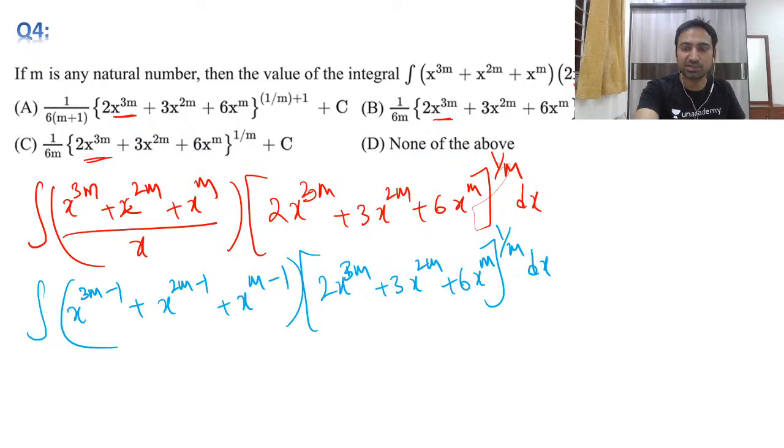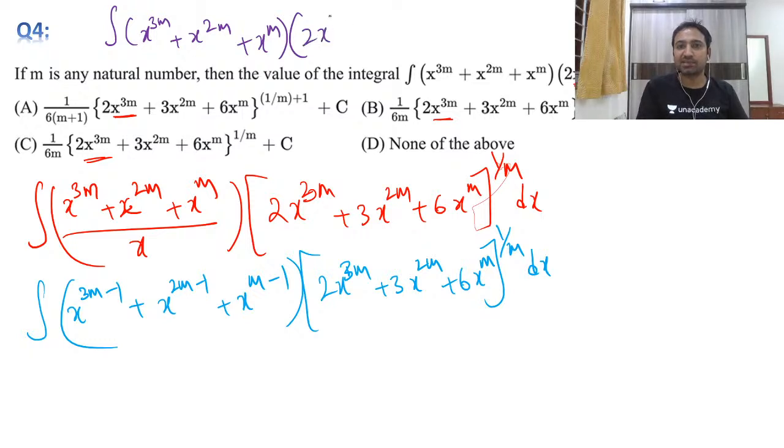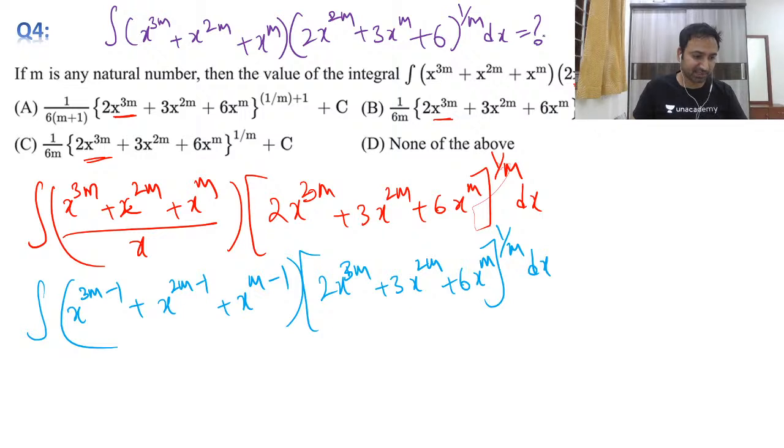Let me rewrite this question here. So the given question is the integral of x power 3m plus x power 2m plus x power m, into 2x power 2m plus 3x power m plus 6, whole power 1 by m, into dx. That's what he's asking. Guys, clear now?